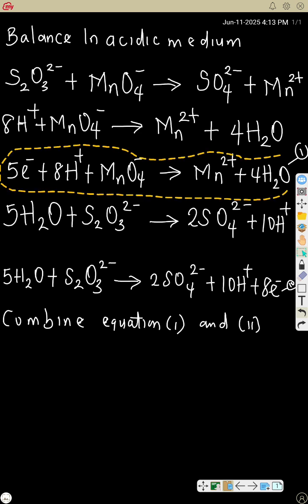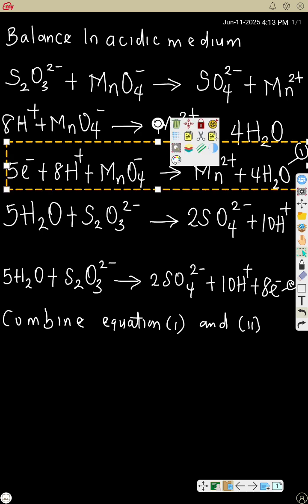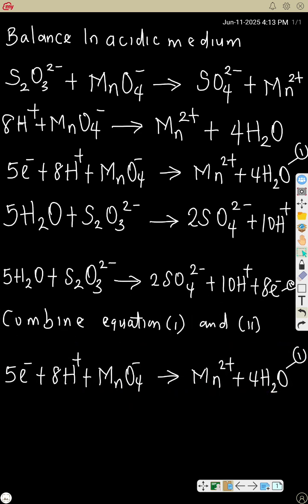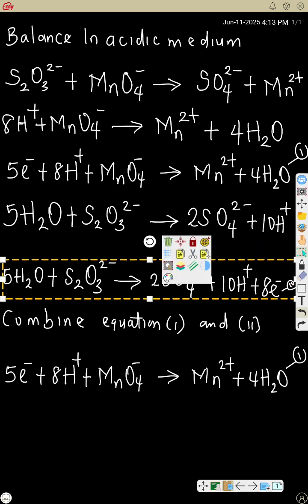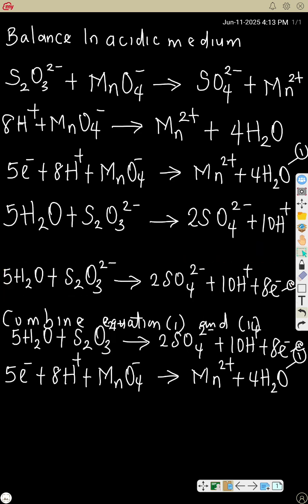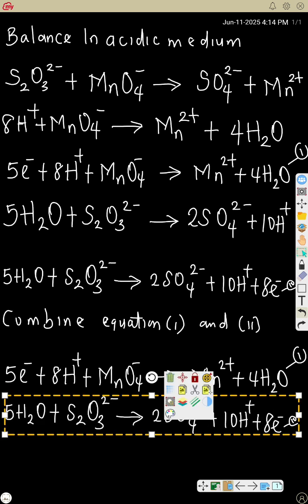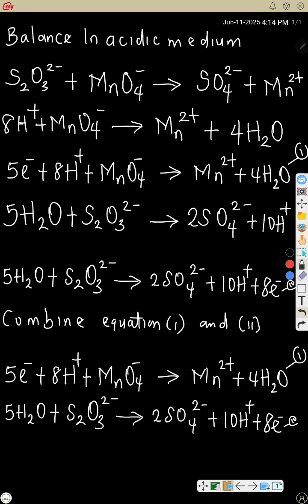means I should bring these two together. This is equation 1 and equation 2. So this is equation 2, like that. So if you look at these two equations now, you'll see that the electrons are not balanced. I have 5 electrons here and I have 8 electrons here.